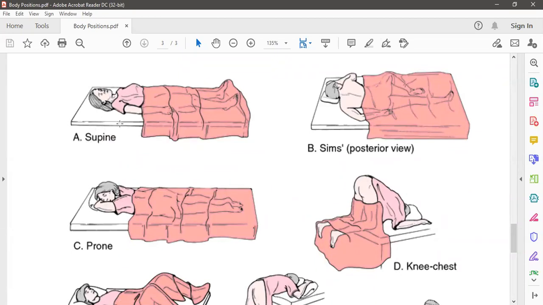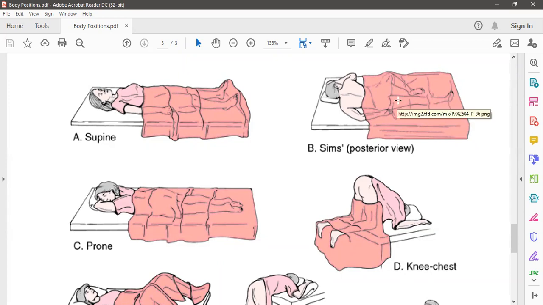Sometimes the NCLEX board asks a question: who would need to be on a turning schedule? The supine posture, right? This posture is called Sims posture, sometimes called lateral Sims posture. Here you can see one leg is flexed, and the other leg is extended. This is the Sims posture.